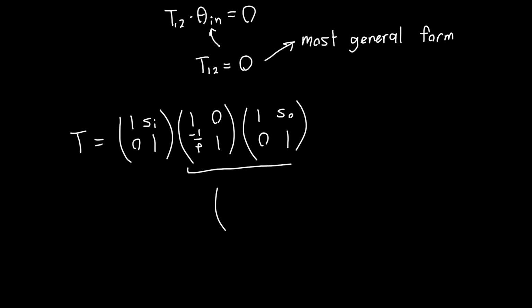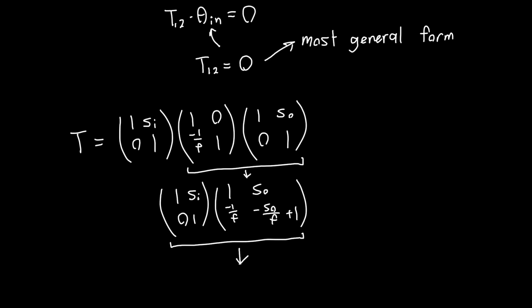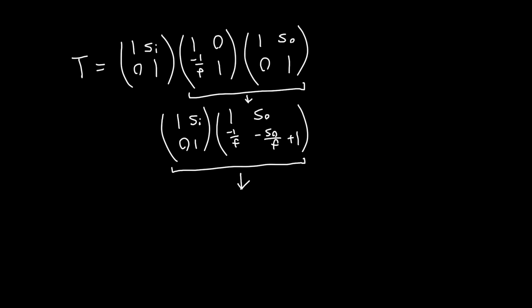So let's combine these matrices first. So what do we get? 1 up here, and then 1 times s0 plus 0 times 1 is just s0, and then minus 1 over f, and then minus s0 over f plus 1. So that's those two matrices, and then our matrix on the left-hand side. And this is one of the reasons I like ray transfer matrices. They're a bit challenging to work with, but they're incredibly powerful, and they're relatively easy to multiply out.